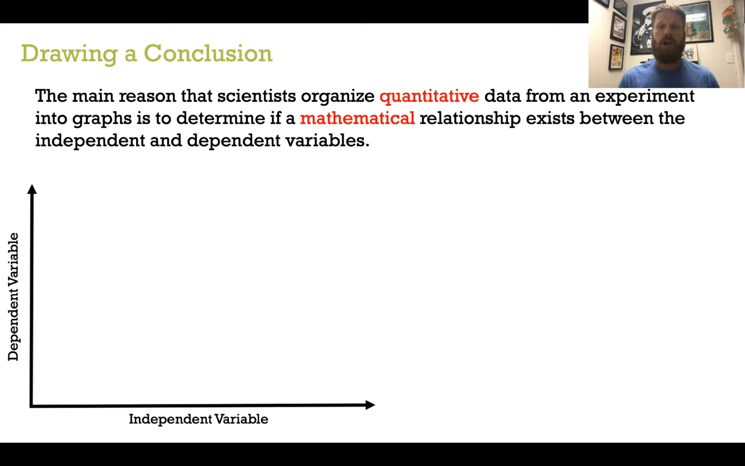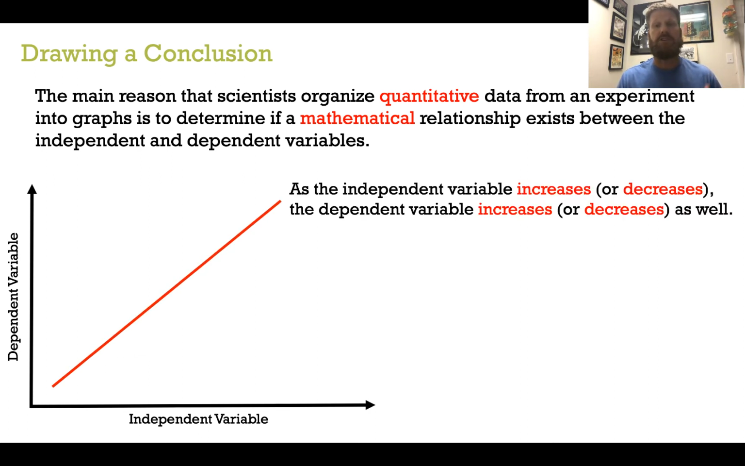A graph will help a scientist determine if a mathematical relationship exists between two variables. Let's examine a few simple mathematical relationships. Let's say a graph of our data results in a graph that looks like this, a line sloping upwards. This graph shows that as the independent variable is increased, the dependent variable responds by increasing as well.